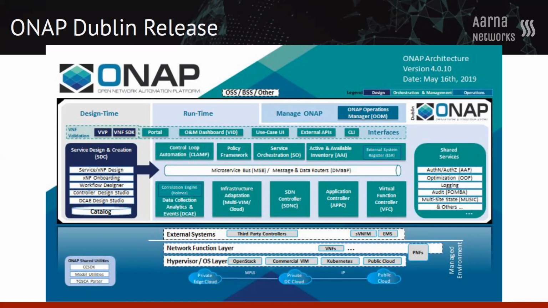set of projects. And you see the service orchestrator, SO. You see a variety of controllers that it talks to underneath it for lifecycle management and other aspects. So you see multi-VIM/cloud, SDN controller, application controller, virtual function controller. And then for telemetry collection and analytics, you have DCAE, data collection, analytics, and events. And that then feeds to the policy framework. And then you also have for inventory services, active and available inventory. So that's a very quick view of ONAP.